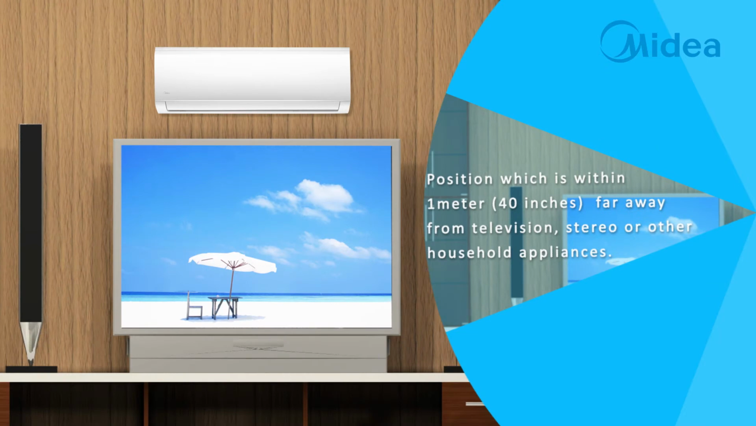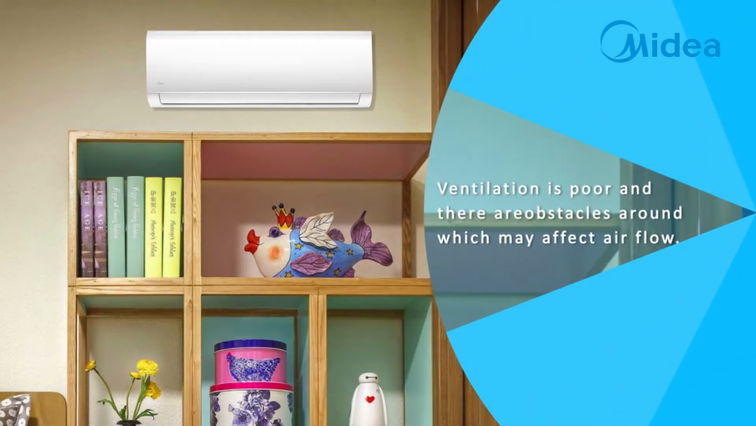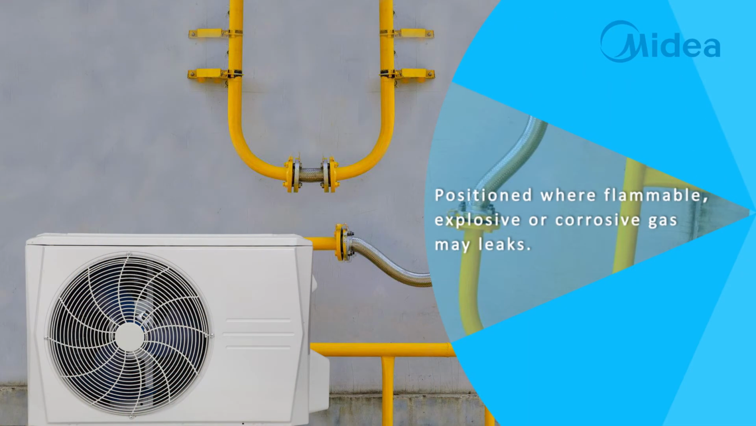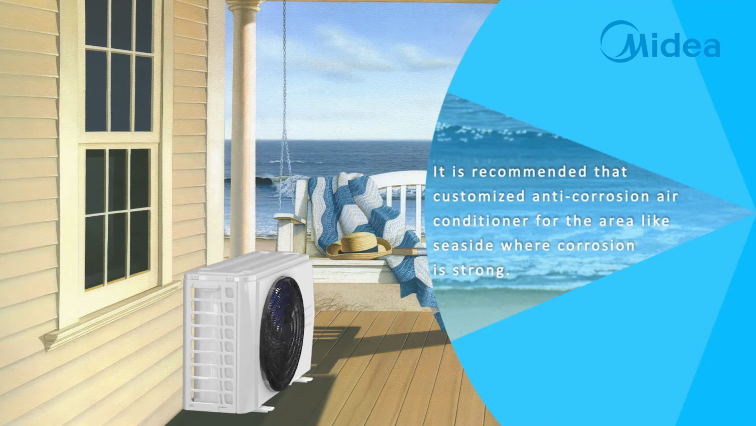Position which is within 1 meter, 40 inches, far away from television, stereo, or other household appliances. Ventilation is poor and there are obstacles around, which may affect airflow. Position where flammable, explosive, or corrosive gas may leak. It is recommended to use a customized anti-corrosion air conditioner for areas like the seaside where corrosion is strong.